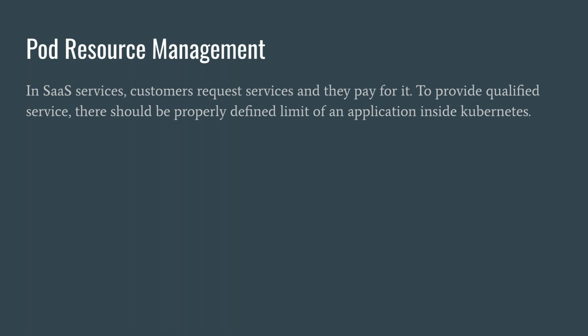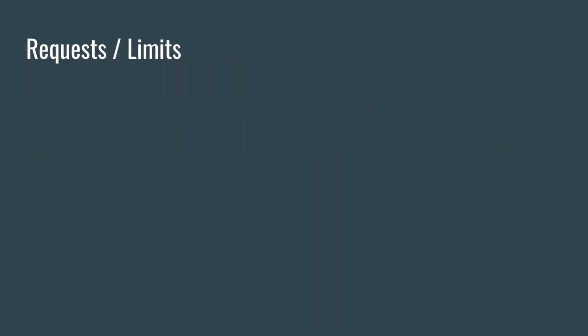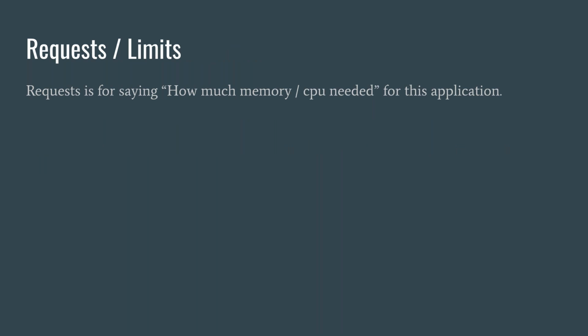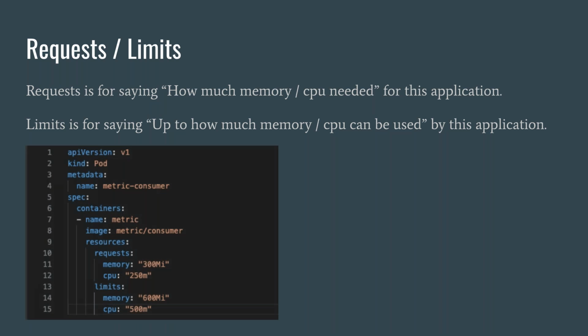Let's switch to pod resource management. If you are providing a service to multiple customers, then pod resource management is also important. They should be properly defined. Pod resource management is handled by requests and limits. So let's have a look at these terms one by one. When you say request, actually you are saying how much memory and CPU is needed for this application, right? When you say limit, it is up to how much memory and CPU can be used by this application. Let me provide a physical example on this. I have a pod named metric consumer.